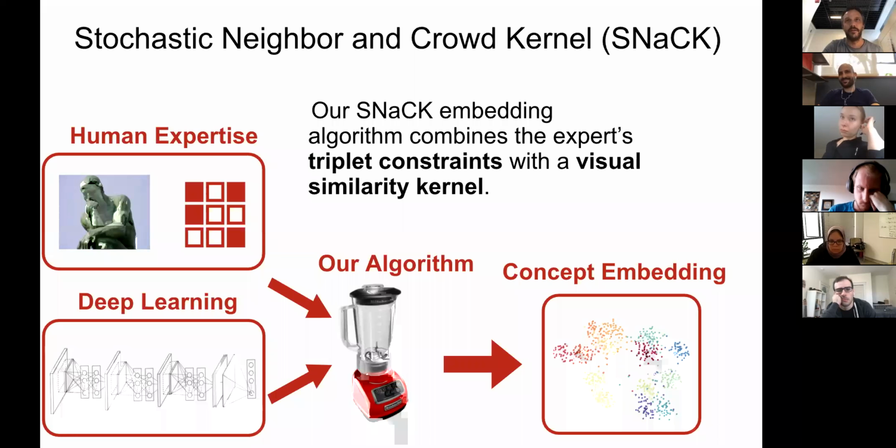We were working on food, maybe subliminally that influenced the name of the algorithm, but it stands for Stochastic Neighbor and Crowd Kernel. And so first, if I were in front of an audience right now, I would ask, actually there's a hands up feature, so if people want to try that, they can.